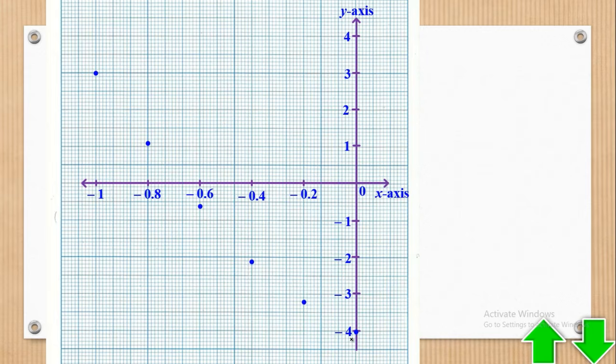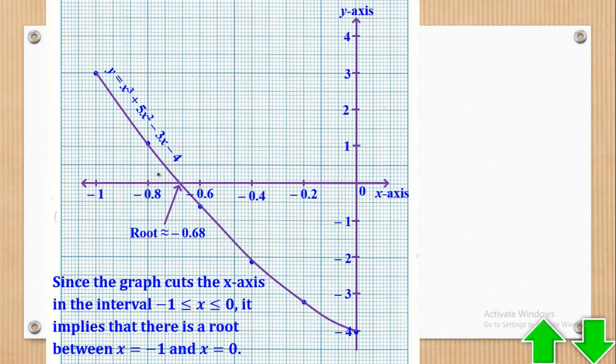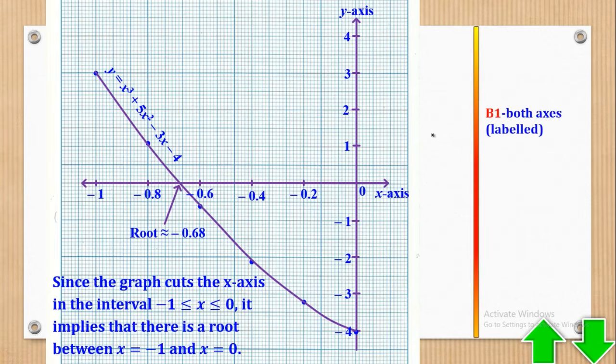So when you do that, you shall come up with that. The curve must be reasonably smooth, and it has to be labeled. Then remember that the x-intercept is our root. Therefore we shall conclude that since the curve cuts the x-axis in the interval, it implies that there is a root between -1 and 0. So basically that's what they wanted in the part of showing.